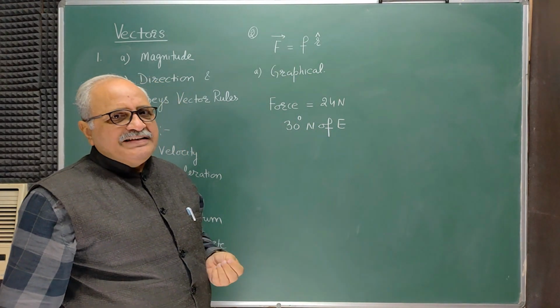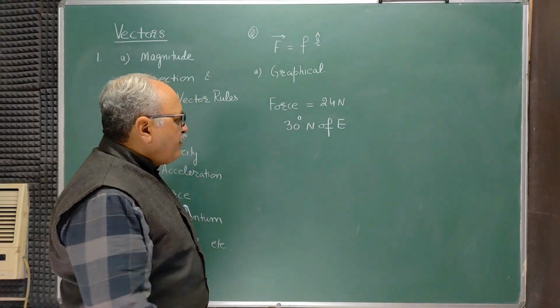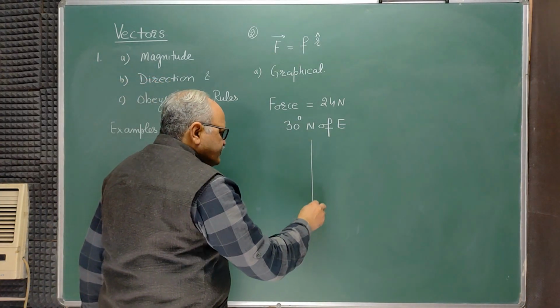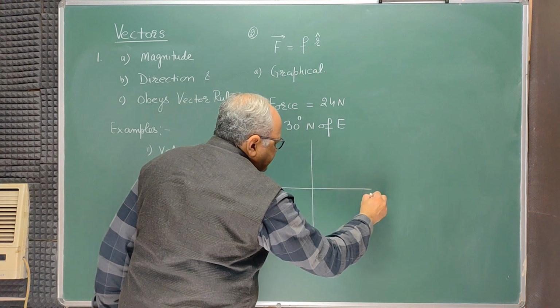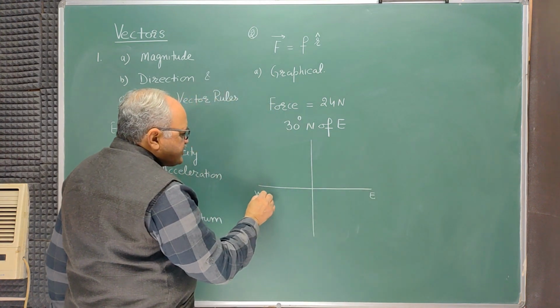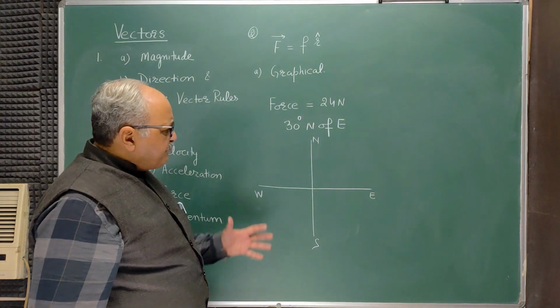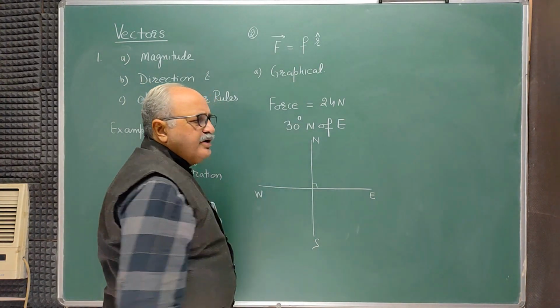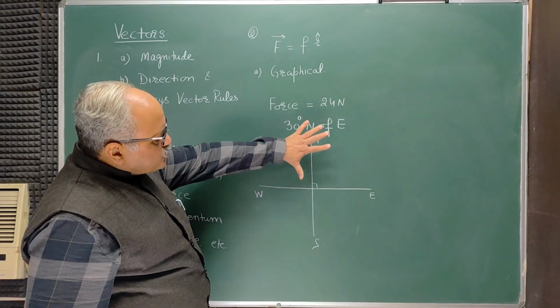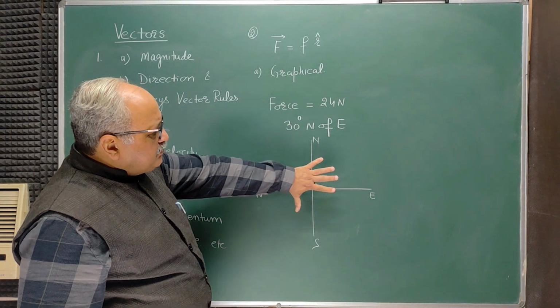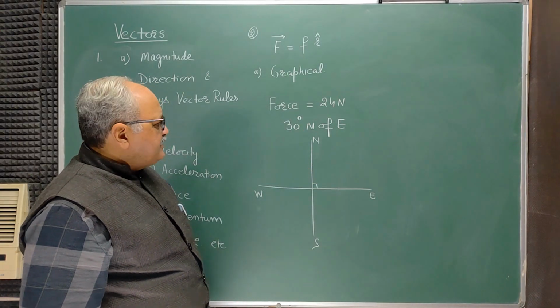So how to represent it? First of all, let's take the reference directions. Let's say this is the east direction and this is the west direction. This is north and this is south. These are the geographical directions, and they are perpendicular to each other. Actually, I am showing it on a vertical plane, but these directions are in a horizontal plane.